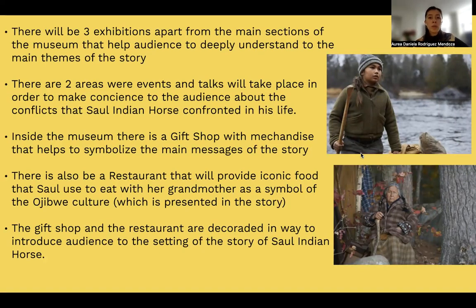There are going to be two areas for events where talks will take place in order to make the audience aware of the conflicts that Saul confronted in his life. Also, the gift shop will have merchandise that will help to symbolize the main messages of the story. The restaurant will provide iconic food to symbolize the Ojibwa culture, and they both will be decorated in a way to introduce the audience to the setting of the story.